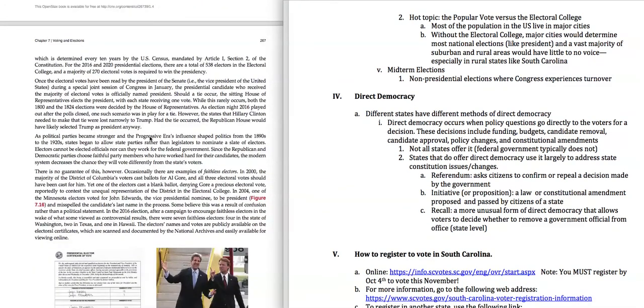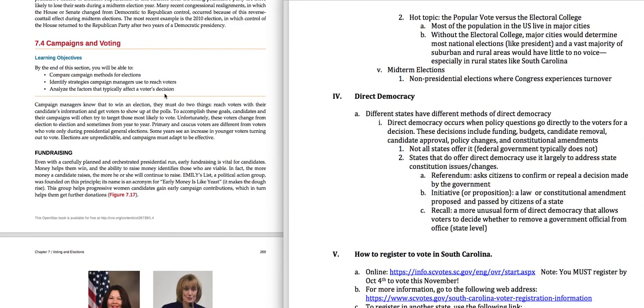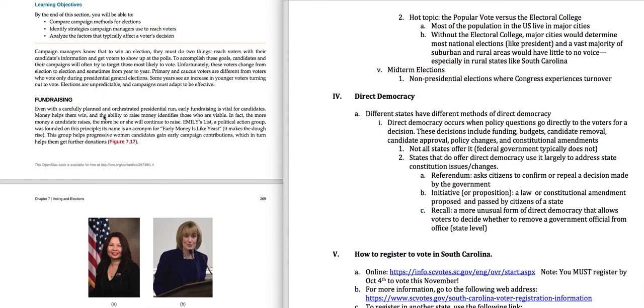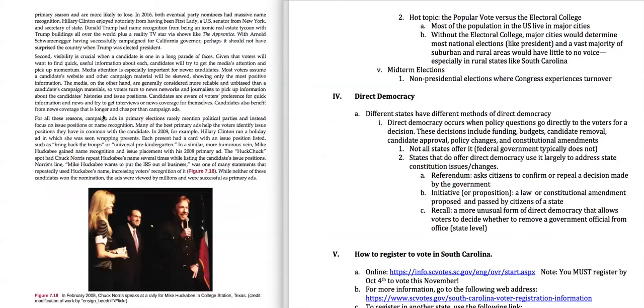I don't know. You guys enjoying the stuff on the left here? We talked about campaigns and voting. This actually has a lot to do with fundraising. I actually skipped this section in my notes because I felt like it was really repeating, because we started talking about the funding issues again.